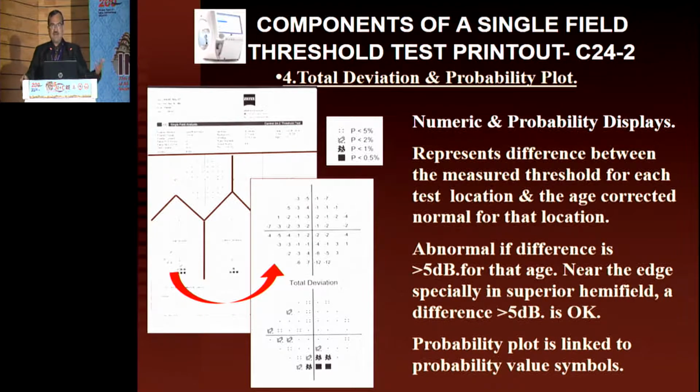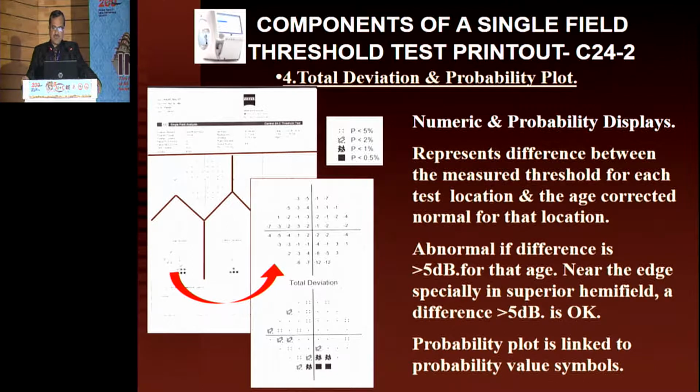The heart of the printout, as I told earlier, is the total deviation and probability plot and the pattern deviation probability plot. What is a total deviation probability plot? It has numeric and probability displays, and represents the difference between the measured threshold for each test location and the age-corrected normal for that location.